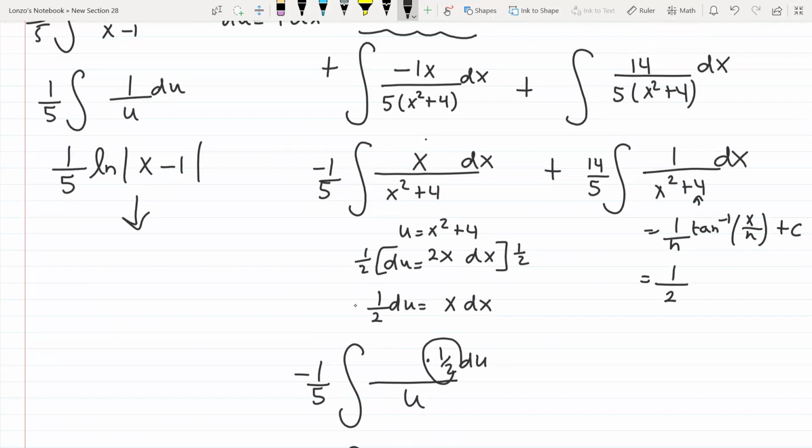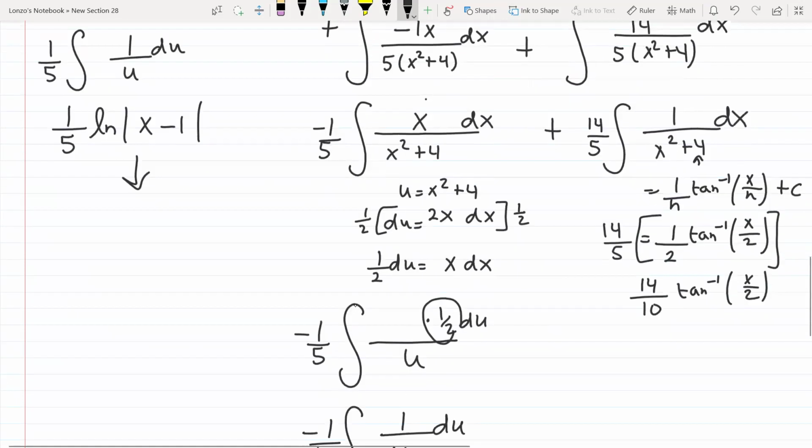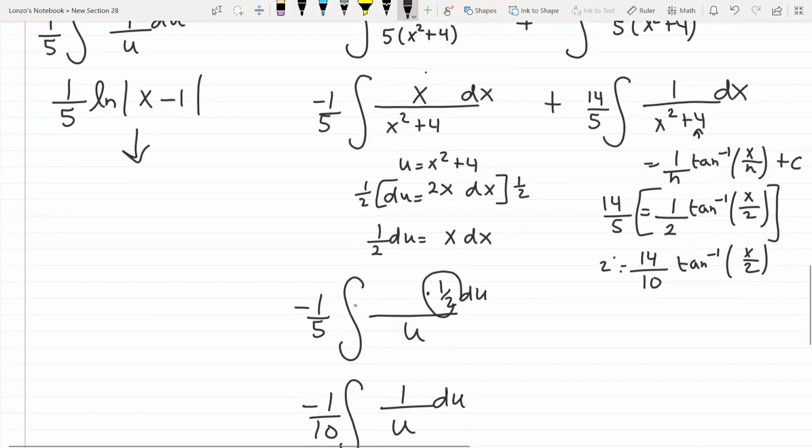So our n value is 2. So it's 1 over 2 tan inverse of x over n, where n is 2. And then we also took out, remember, we took out a 14/5. So 14/5 times 1/2 is 14/10. And then 14/10 can be reduced by 2. So that's 7/5 tan inverse of x over 2.